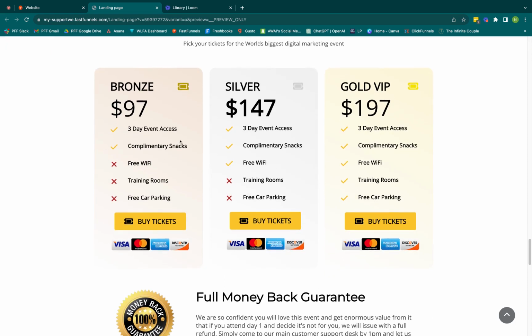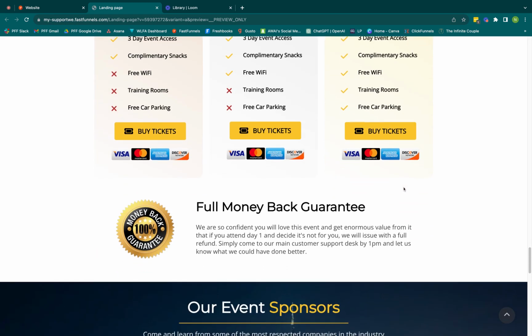Okay. And again, this is very clean, very to the point. This is your bronze ticket, your silver ticket, your gold ticket. They know exactly what tickets they're getting. They know exactly how much those tickets are, and they know exactly what comes with their ticket. Very clean, very straightforward.